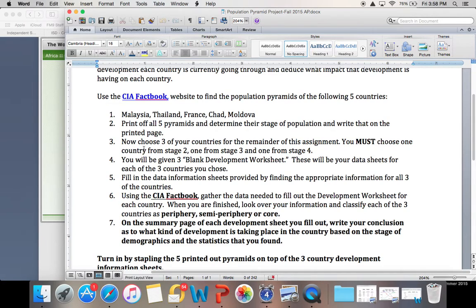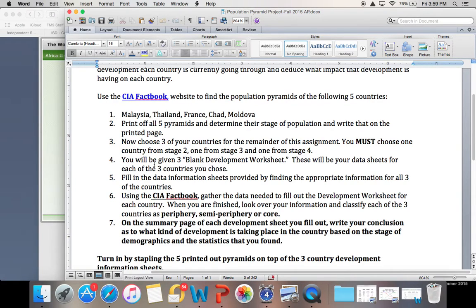Once you do that, you're going to look at all 5 of them, and you're going to choose 3 of them to do statistics on, okay? So you're going to choose one of the countries that you determined was a stage 2, one of the countries that you determined was a stage 3, and then one of the countries that you determined was a stage 4. So you're only going to be looking up statistics on 3 of the 5 countries. You still need all 5 of the pyramids because you're going to turn all of them in, okay? But you're only looking up statistics for 3 of them, okay?